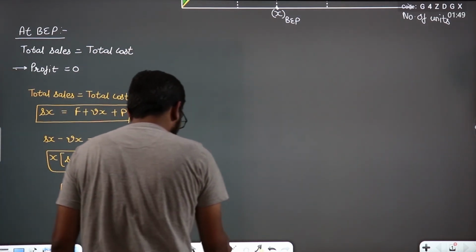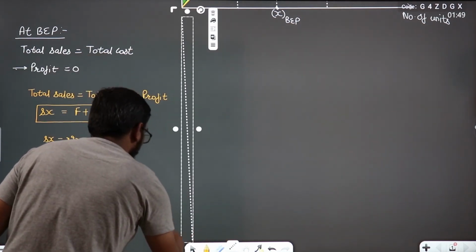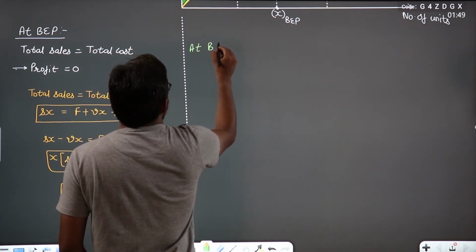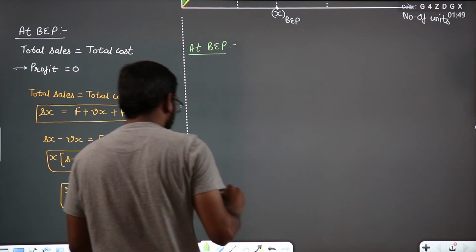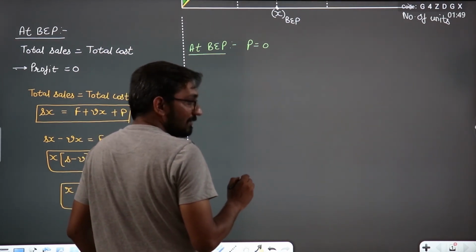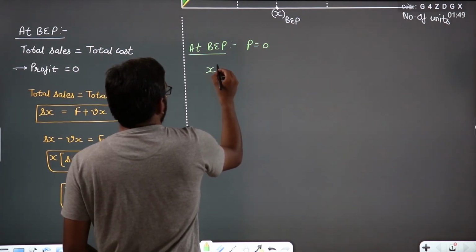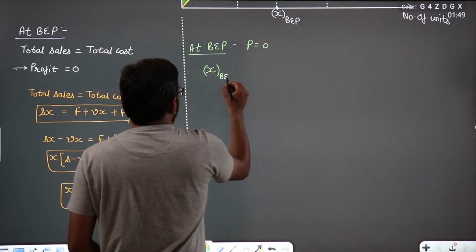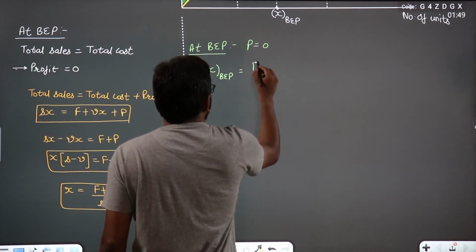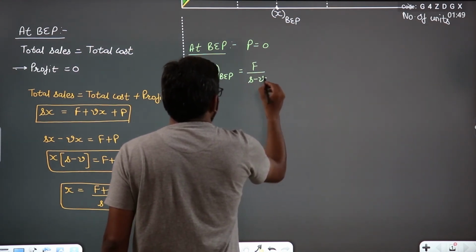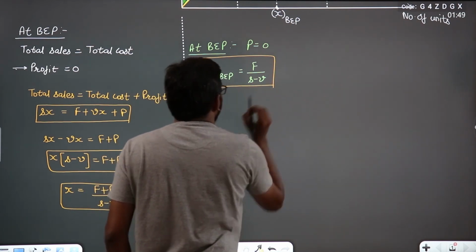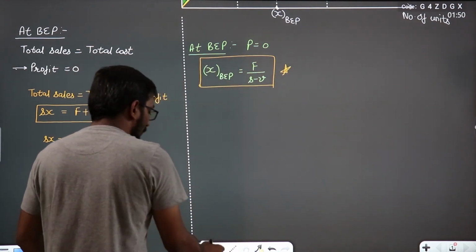Now, if we want to discuss the number of units of production at break even point, we know that profit will be equal to zero at break even point. So the number of units produced corresponding to break even point, x at break even point, if I put profit 0, will be equal to F divided by small s minus small v. You have to remember this formula for the number of units at break even point.